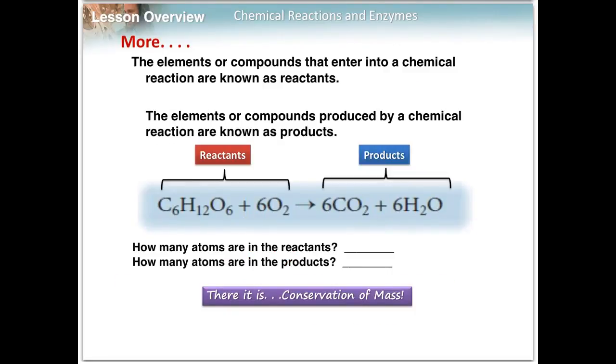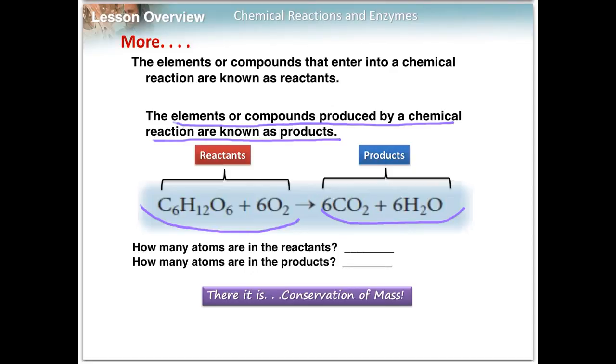Yes, there's more to this. We need to attribute some terms to these parts of a chemical reaction. And so what we're going to do is use the term reactants for the elements or compounds that we have before the chemical reaction takes place. And we're going to use the term products for what we have after the chemical change has occurred. So in our example then, the glucose and the oxygen are the reactants, and the carbon dioxide and the water are the products.